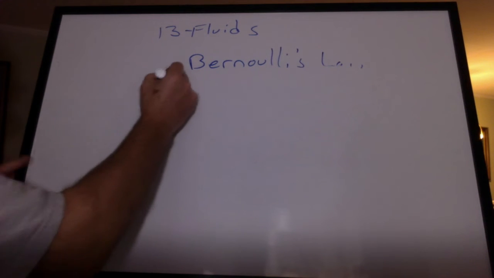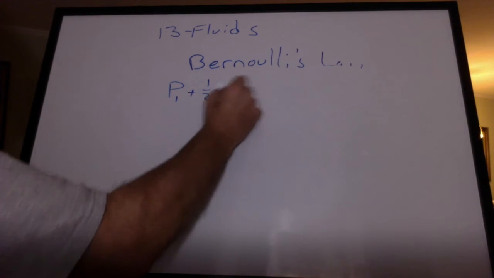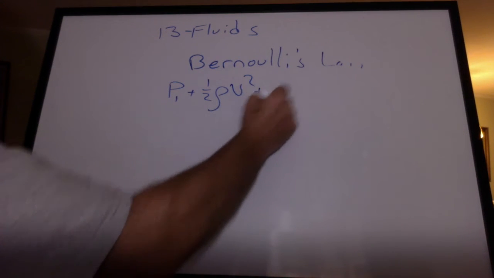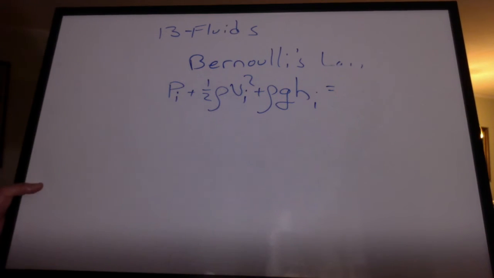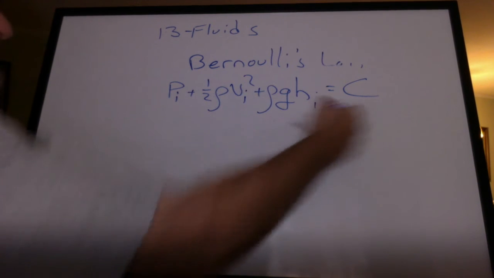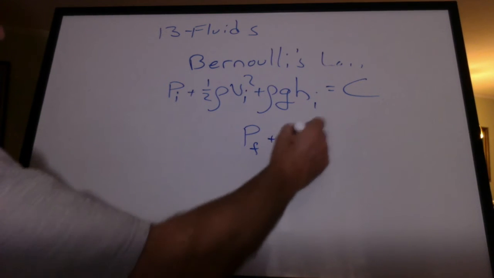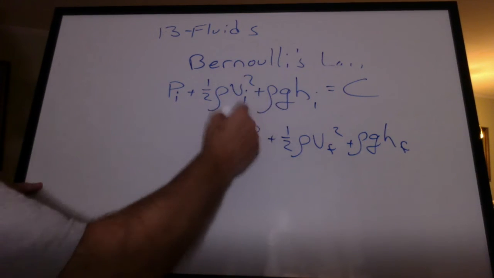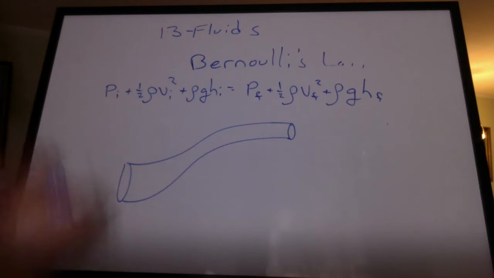Conservation of energy is where it comes from. Turns out that the initial pressure plus one half rho V squared plus rho GH, these are all the initial conditions, is a constant. Because it's conservation of energy, that's what it's all based on. All of this is equal to a constant. So we can say that the final pressure plus one half rho V final squared plus rho GH final is all equal to that stuff.